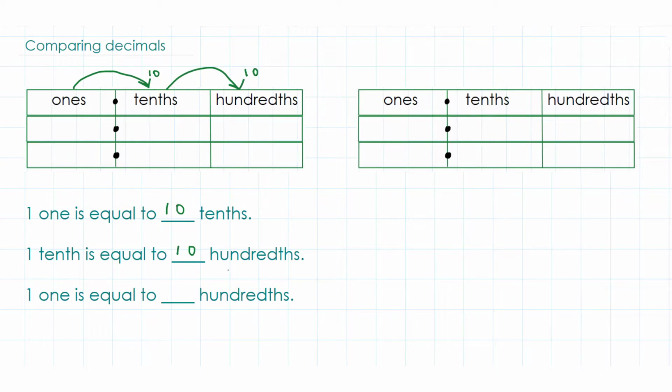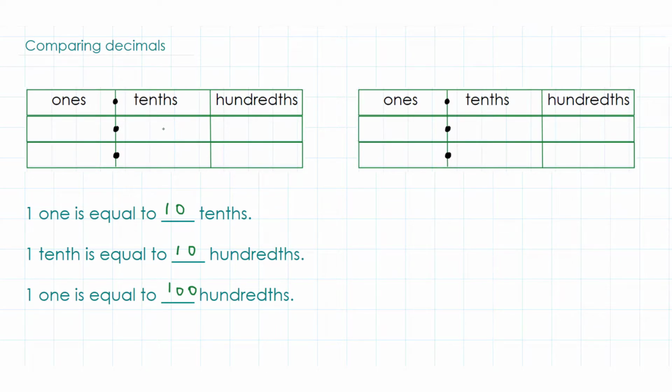Last one, 1 is equal to how many hundredths? Again, there's lots of ways you can think about it. You could think about it in terms of fractions. 1 whole is split up into hundredths. There's going to be 100 hundredths in 1 whole, isn't that right? So 1 is equal to 100 hundredths. And it's also 10. Lots of 10 is 100.